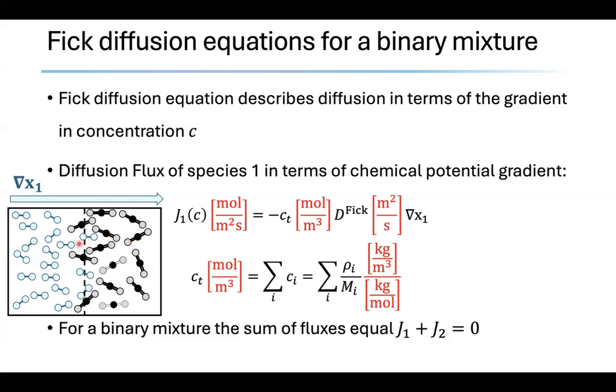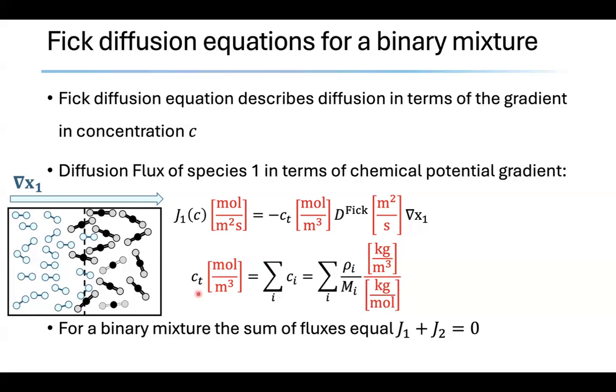Now, if I calculate the total number of molecules that crossed this dashed line per unit area per unit time, we call that the flux J1, and that equals minus Ct, which is the total molar concentration expressed in units of mole per meter cube, times the Fick diffusion coefficient, which has the units of meter square per second, times the gradient in the mole fraction of component 1, which is dimensionless.